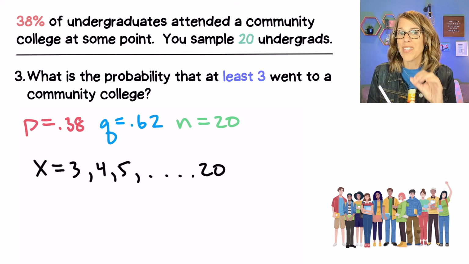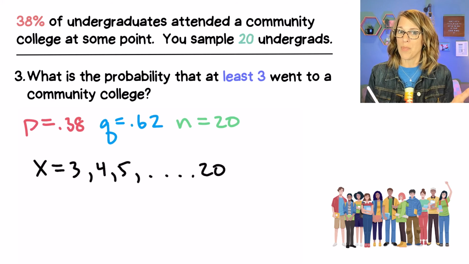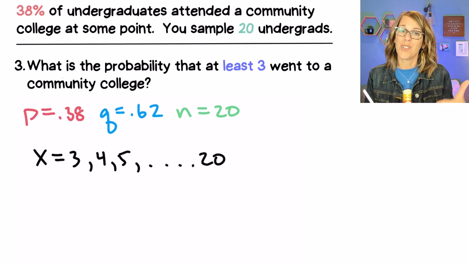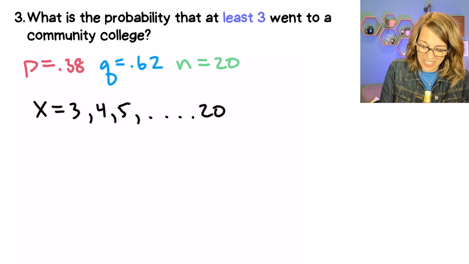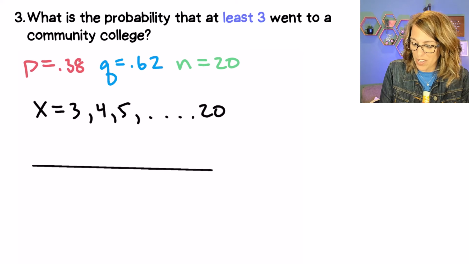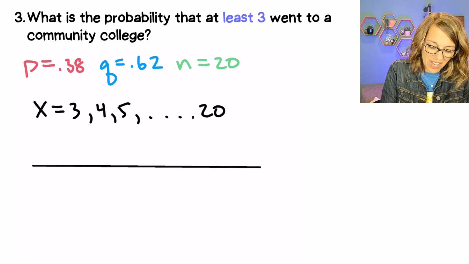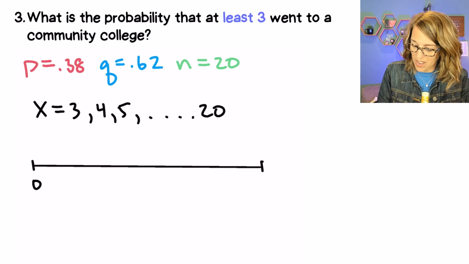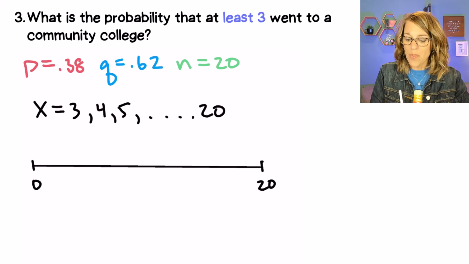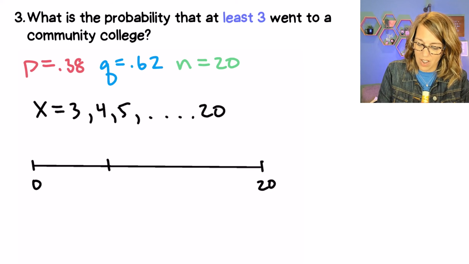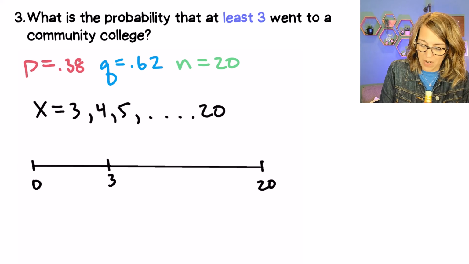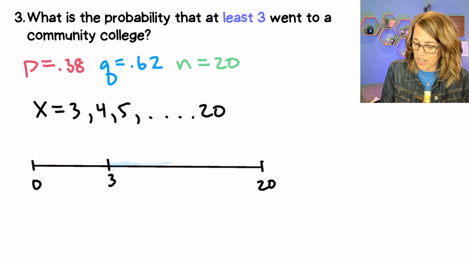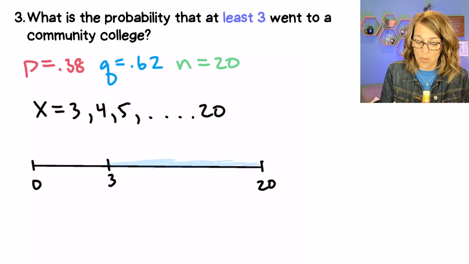But the problem with that binomial CDF function is that they interpret x to be 0 up to a number. So I want to think of this on this continuum with all of our probabilities. Down here I've got 0 students, and up here I've got 20 students. I want 3 on. Those are going to be my favorable outcomes. So 3 on, let me go ahead and just shade this in here. These are the ones that I want.